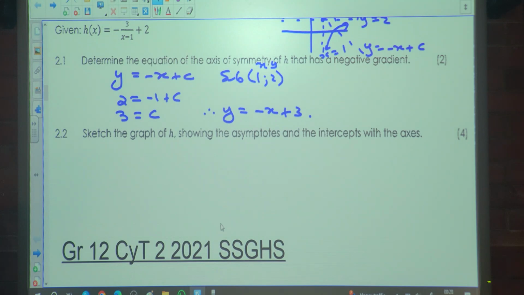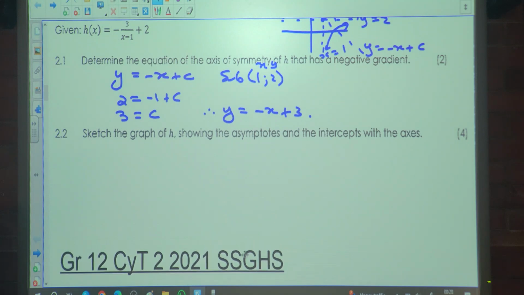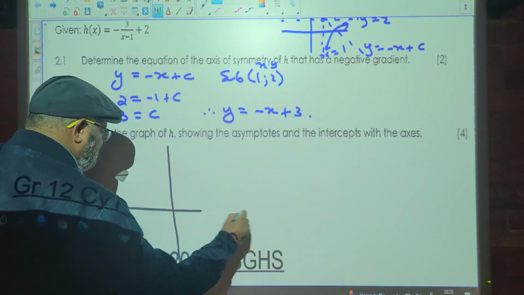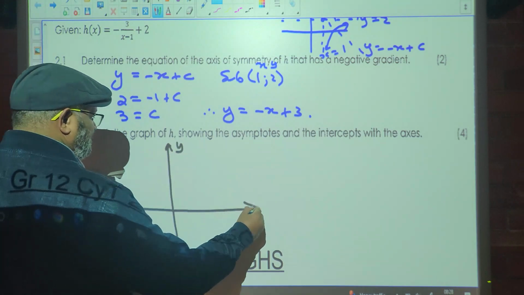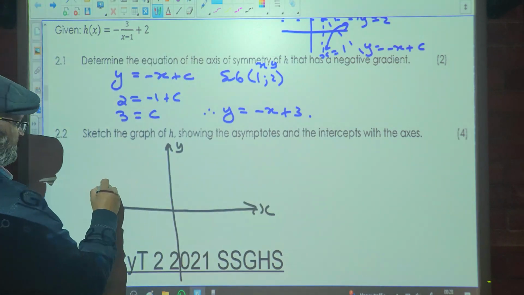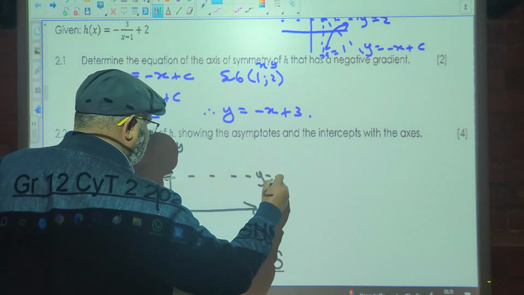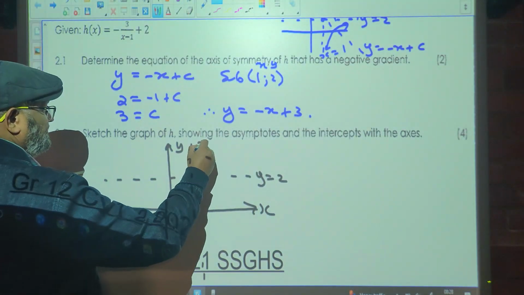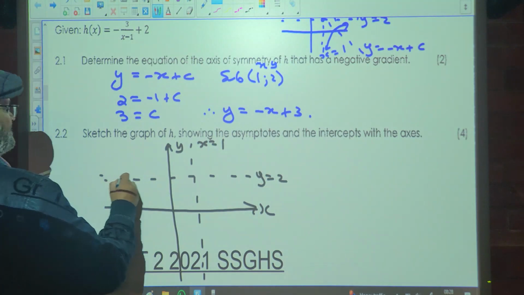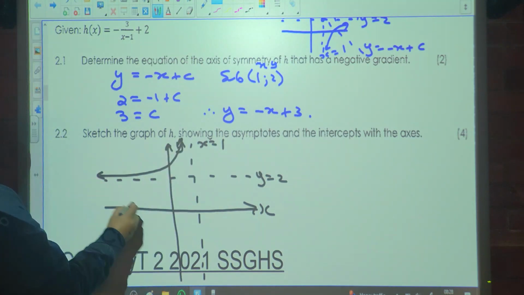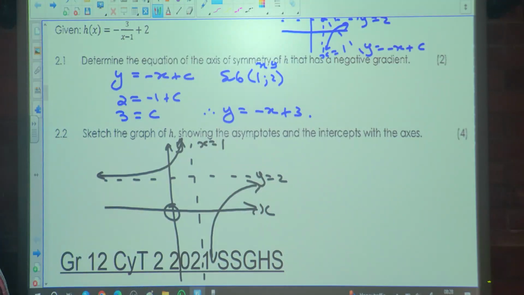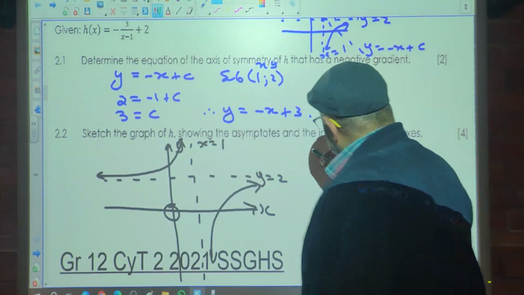2.2, sketch the graph of h showing the asymptotes and the intercept with the axis. Okay, so we started by drawing the asymptotes, y is equal to 2 and x is equal to 1. And I said the graph is going to go through that quadrant and this quadrant there. So what do we still need to calculate is our x-intercept.